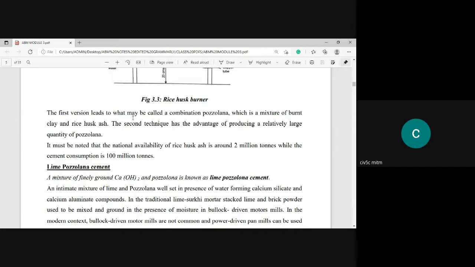I can say in Karnataka, because 50 sugarcane factories are available in the entire state. India is the second largest producer of sugarcane in the world, and Karnataka stands third or fourth among the states in India that produce sugarcane.